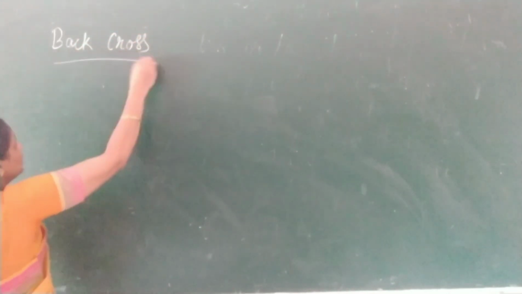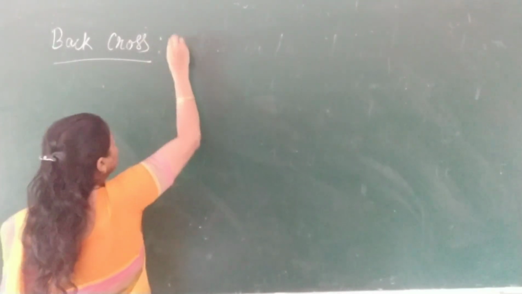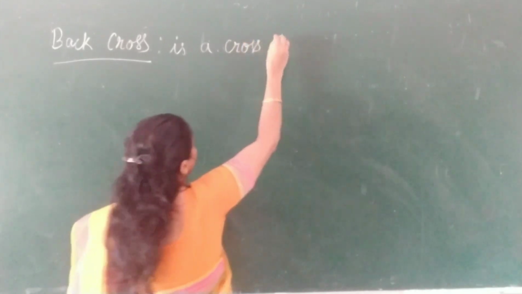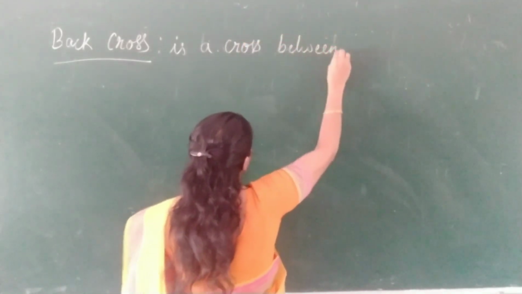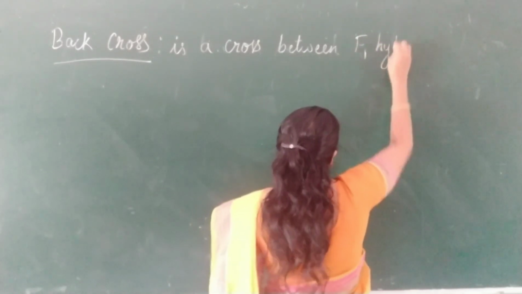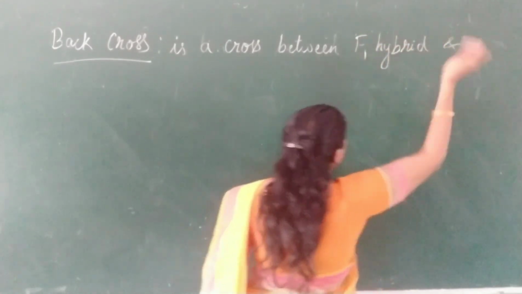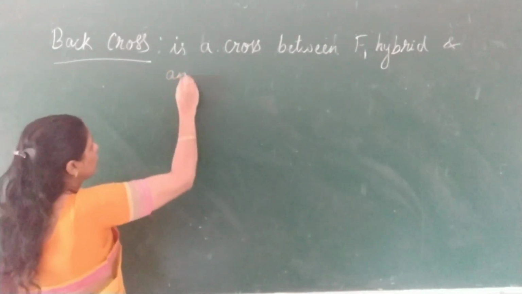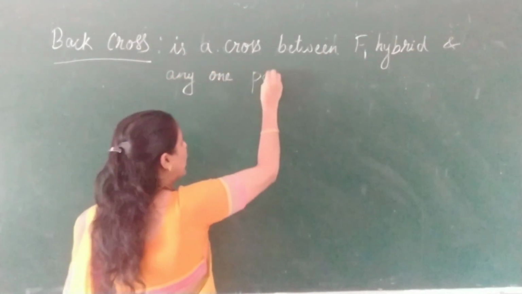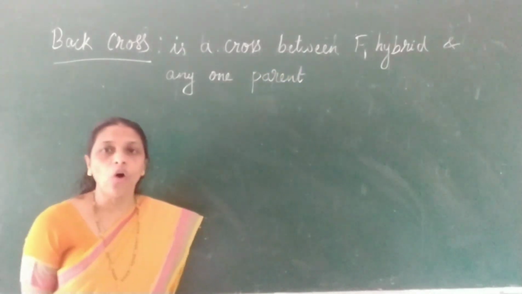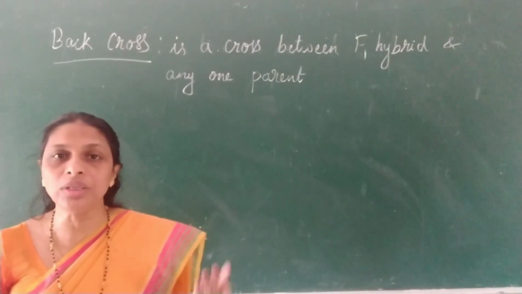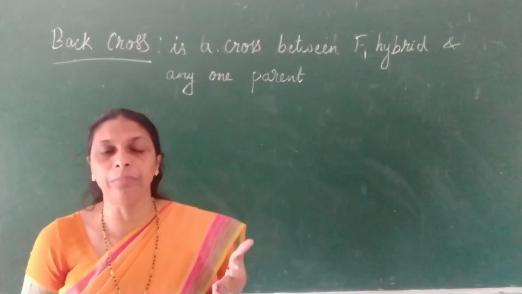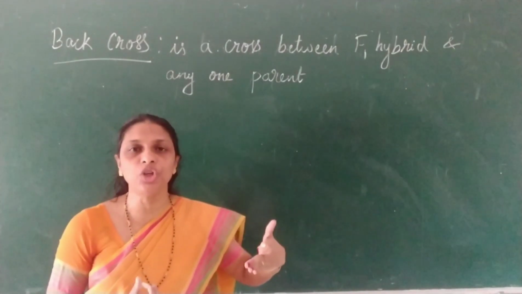Right. Now what is the meaning of a back cross? A back cross is a cross between the F1 hybrid and any one parent. It can be either a dominant parent or a recessive parent. So what is a back cross? A back cross is a cross between the F1 hybrid and any one of the parents, either the dominant parent or the recessive parent.